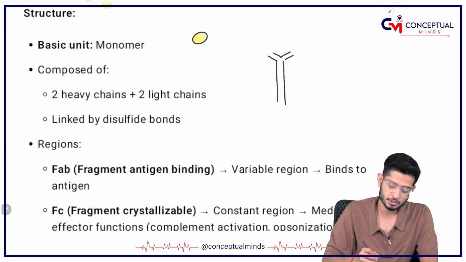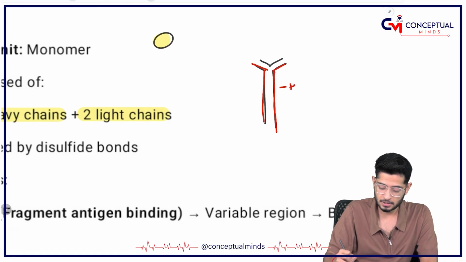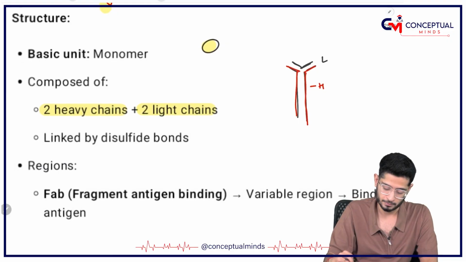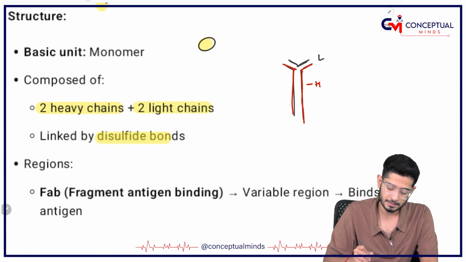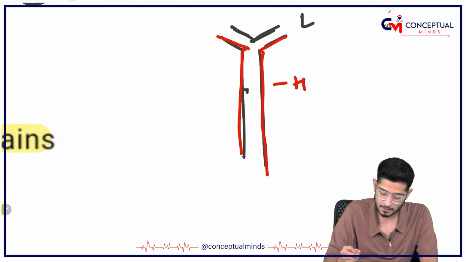It is composed of 2 heavy chains and 2 light chains, my dear. So see here, these are the heavy chains, and these are the light chains. They are linked by disulfide bonds. Yes, some disulfide bonds are going to be there.